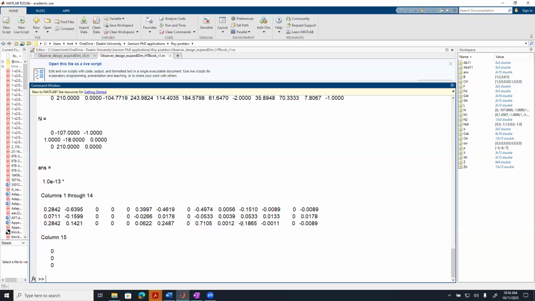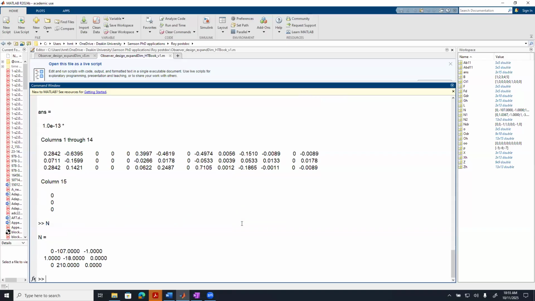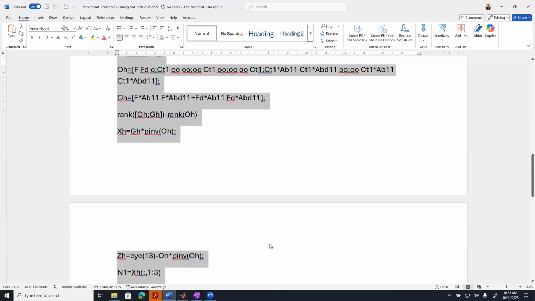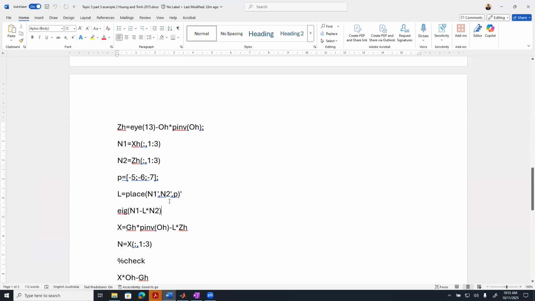So basically we have the matrix N. Now we see the observer error dynamic equation, and we can assign its poles at -5, -6, -7, which is the one that we put in here. Of course, we can put any other location.